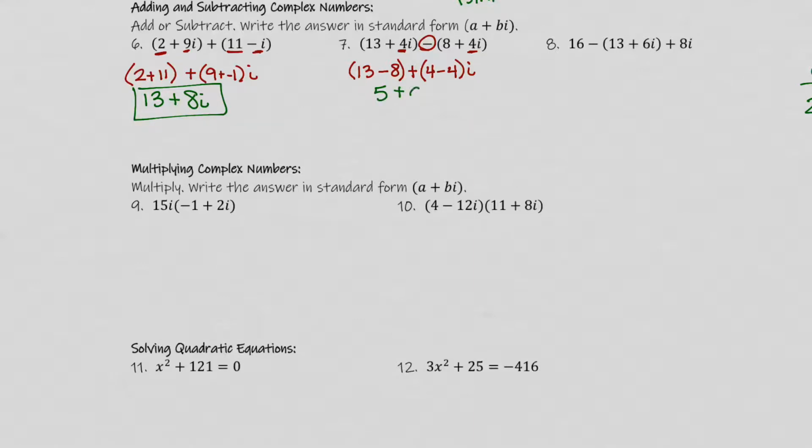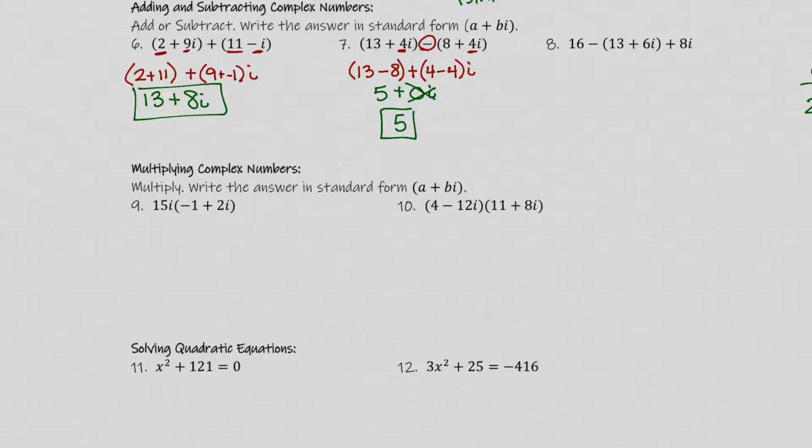4 minus 4 is 0. 0i is 0, so it doesn't need to be in my problem. This is actually going to end up with a real solution. So the difference of these two complex numbers ends up being a real number.